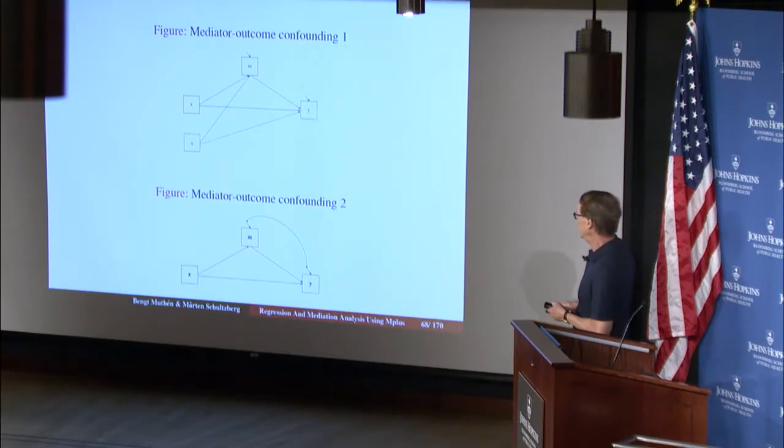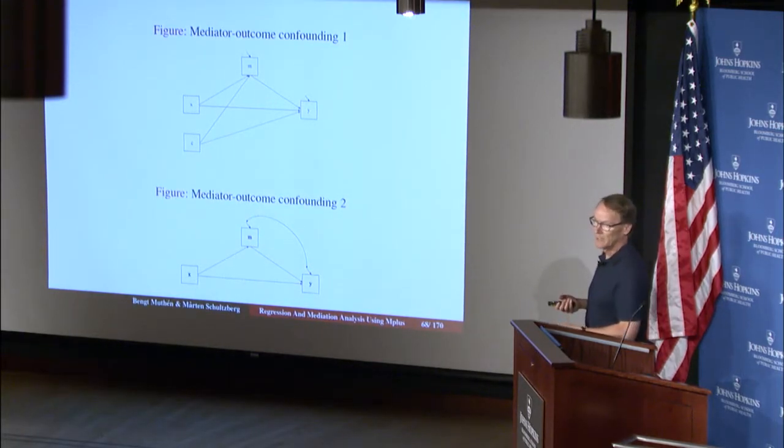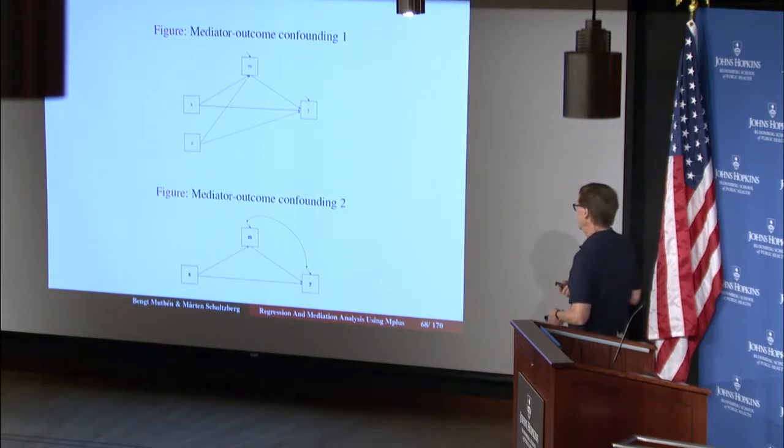And that is, if we leave out C, which we show in the bottom picture, there's no C here, right? But if in the analysis we leave out C, but C really should be part of the model, it does influence M and Y, but it's not in the model, then it will cause these residuals to be correlated, right? And that's the mediator outcome confounding.